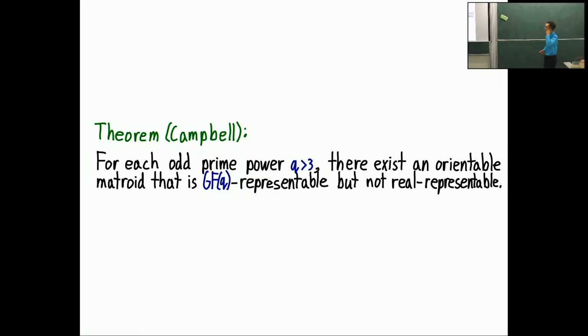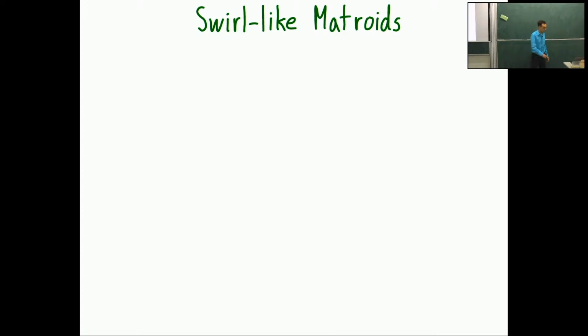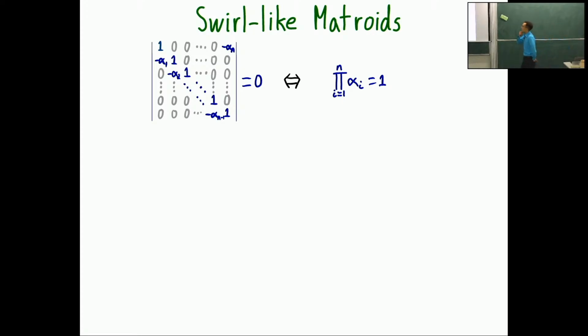Specifically, having an element of a certain order. So to build this example, the sort of structure we're going to be using is swirl-like matroids. An important observation, if you remember from my previous talk, I discussed these as well, is that the determinant of this matrix is 0 precisely when these alphas multiply to 1.